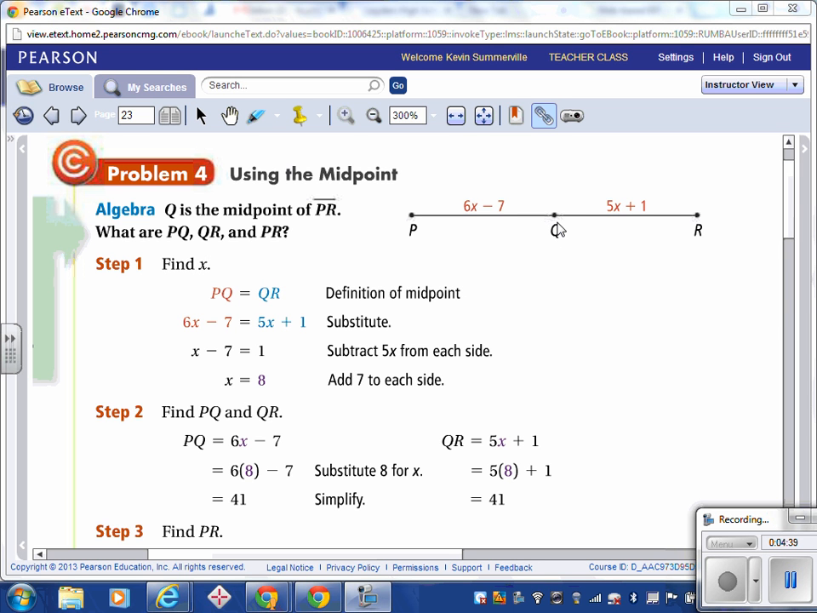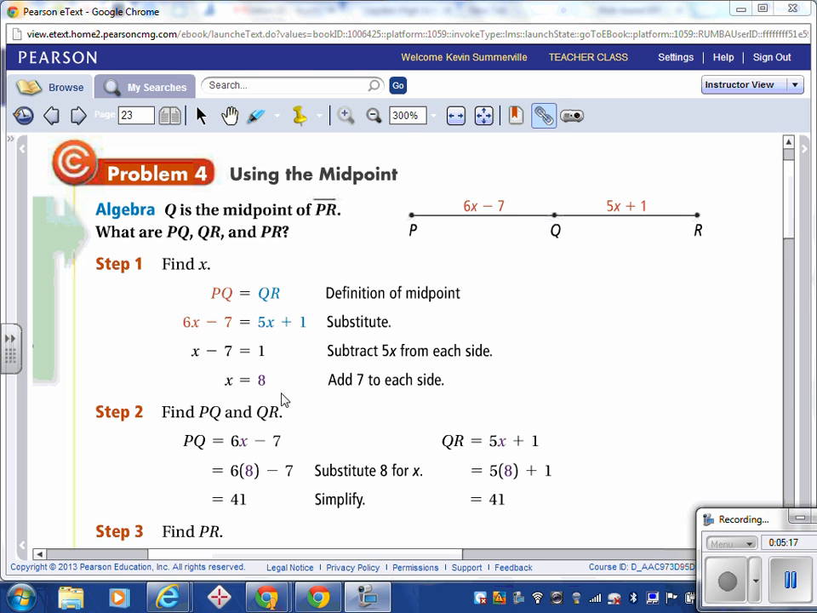So we need to put an equal sign between the two of them and then solve for x, which they do down here. 6x minus 7 equals 5x plus 1. Move the x's to one side, the numbers to the other side, and you end up getting x equals 8. You subtract 5x from this side, you add 7 to the other side, and you get 8. So that's how they got x equals 8.